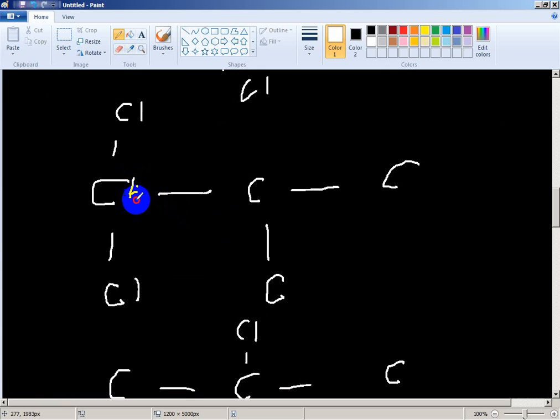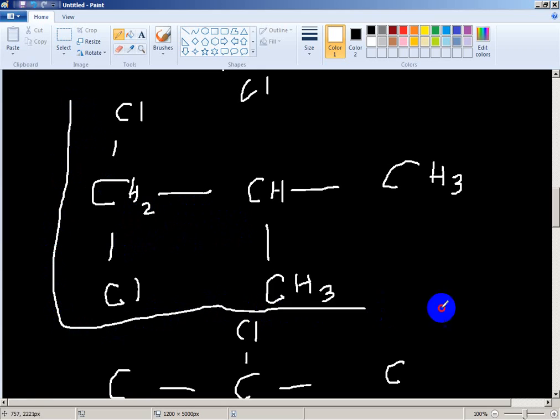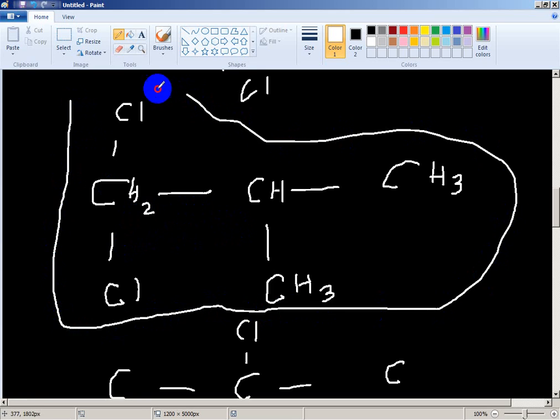How many hydrogens? 2 hydrogen, 1 hydrogen, 3 hydrogen. Okay, what is the name of this? Here will be 3 hydrogen. What is the name of this compound? Trichloro.